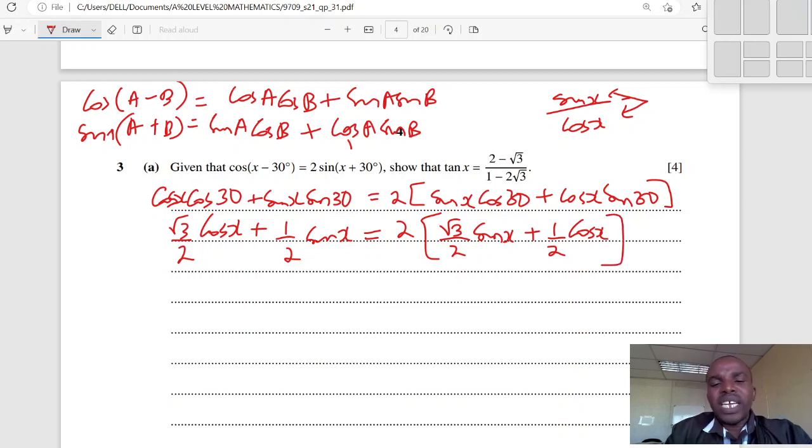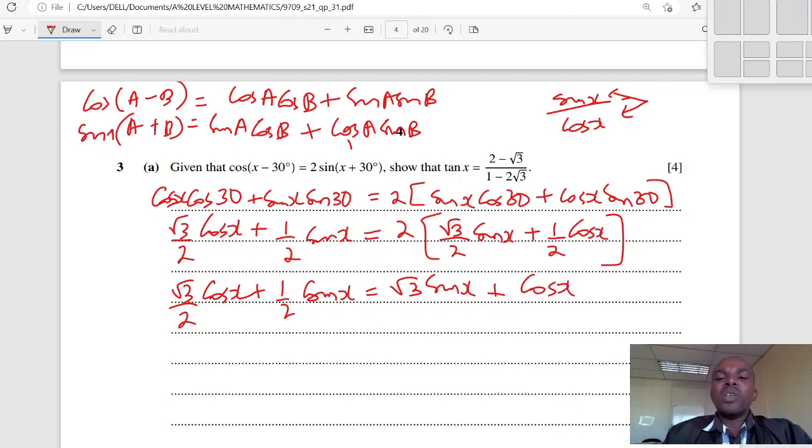Then you can remove the bracket on the right side of the equal sign. You get root 3 over 2 cos x plus half sin x equals root 3 sin x plus cos x. Then what do I have to show in this case? It is 2 minus root 3 and 1 minus 2 root 3. So it's minus 2 root 3, which means the items with the root 3 must be subtracted, right? So in this case, I can move the sign to the left or to the right side of the cosine, or I can choose to do the same with cos.